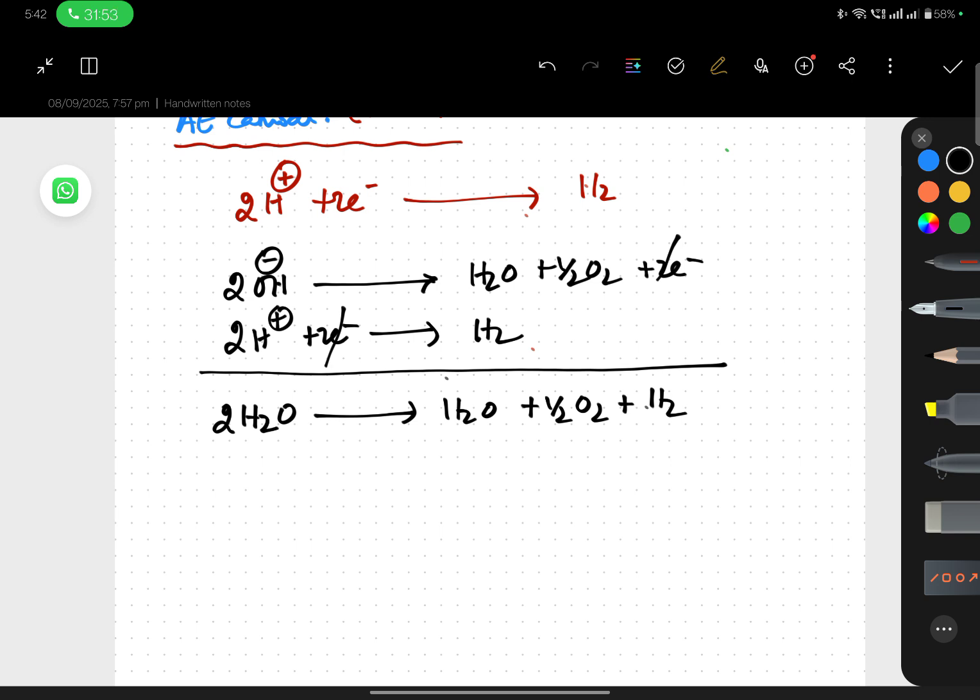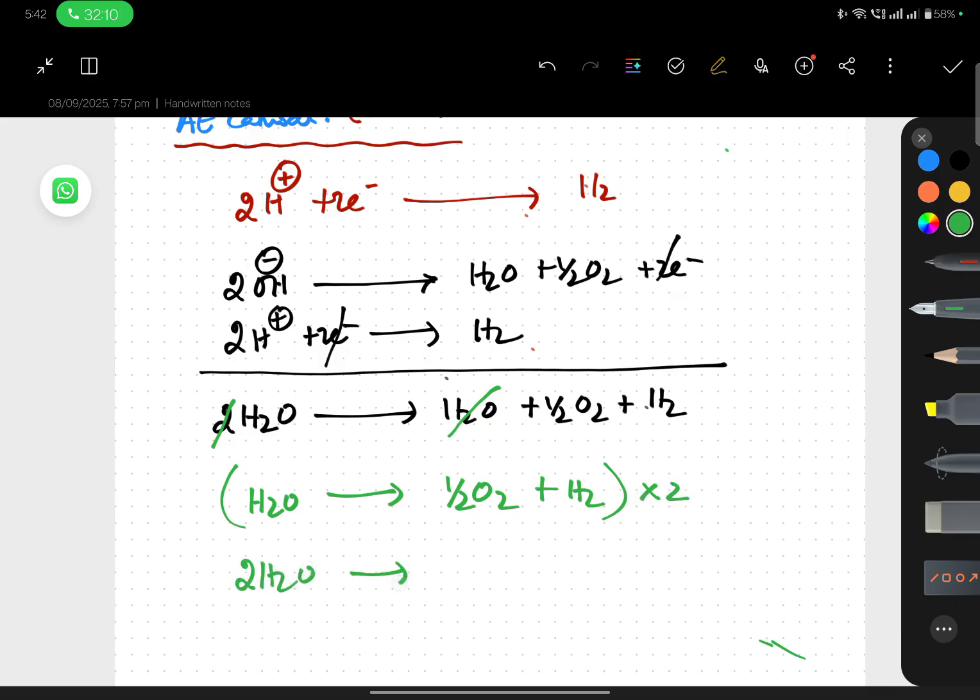So now what is similar on both the sides? 2 water molecules. So write down H2O gives you half O2 plus H2. So if you multiply the overall equation with 2, you'll get 2H2O is equal to O2 plus 2H2. Write down, ma.